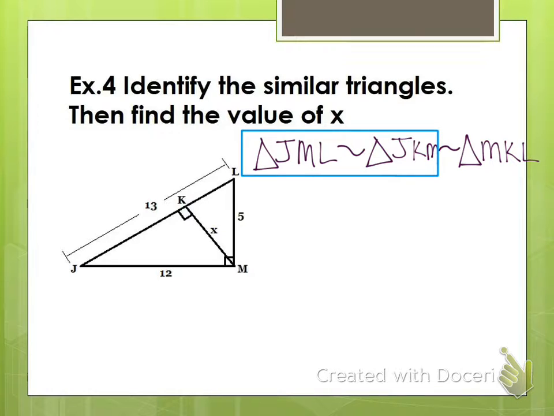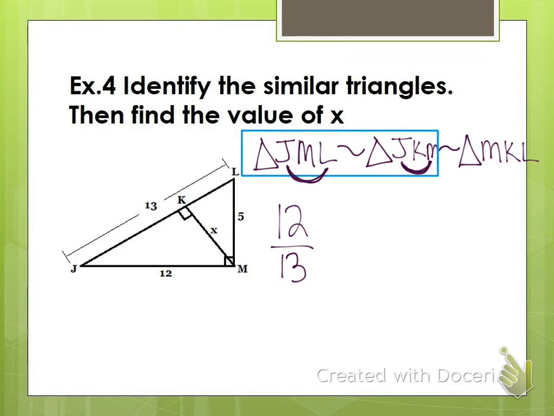If you want to do it a different way, that's fine. What is the only side that we know the whole thing of for this one on the bottom? JM. So JM is going to get compared to JL from the other one. So what would my ratio be? What's JM compared to JL?